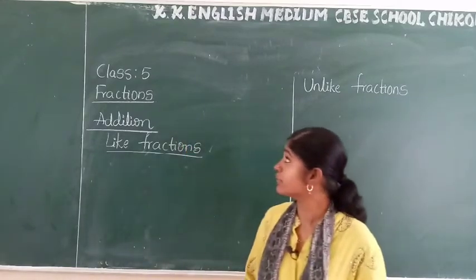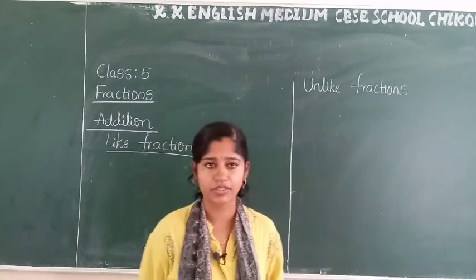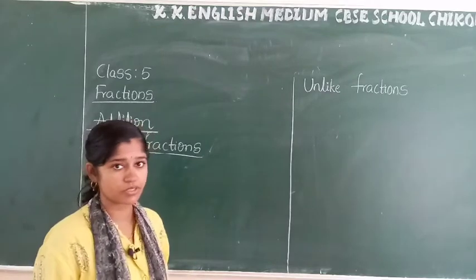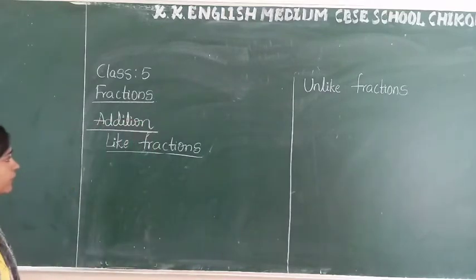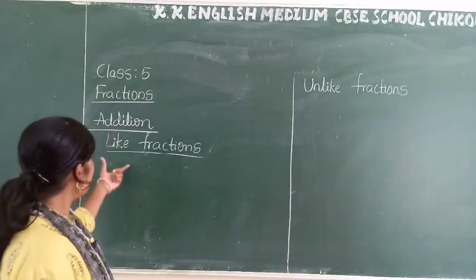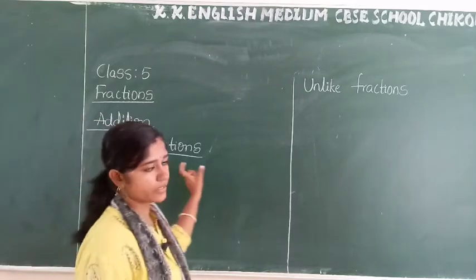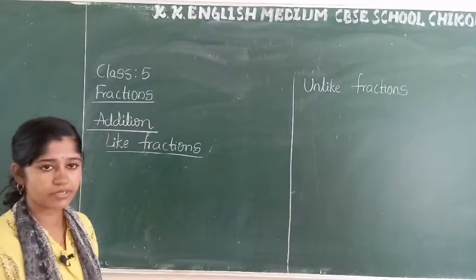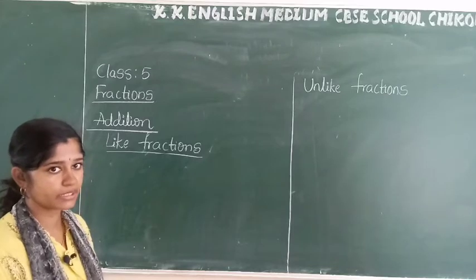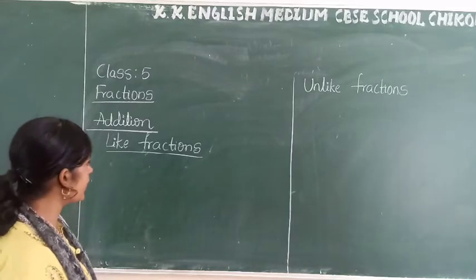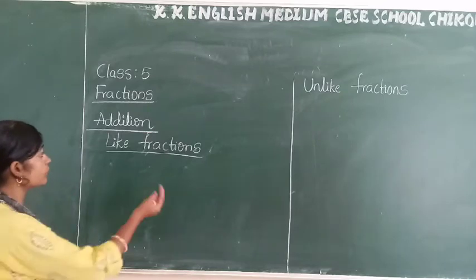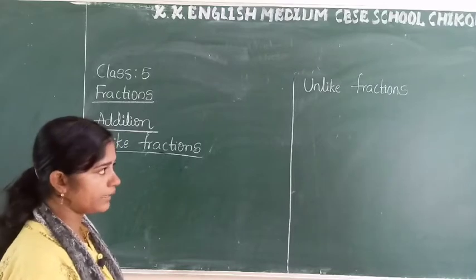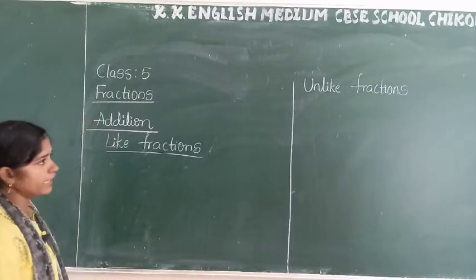We already started a new lesson from class 5 and that is fractions. You learned about the types of fractions, equivalent fractions. In today's class you are going to learn addition, with like fractions and unlike fractions. Already you know about like fractions. Like fractions means fractions having the same denominator. Today you are going to learn how to add the like fractions and how to add the unlike fractions. So let us start with like fractions.